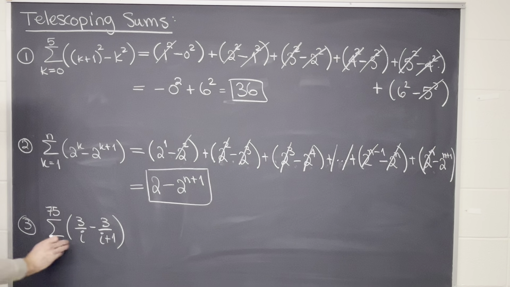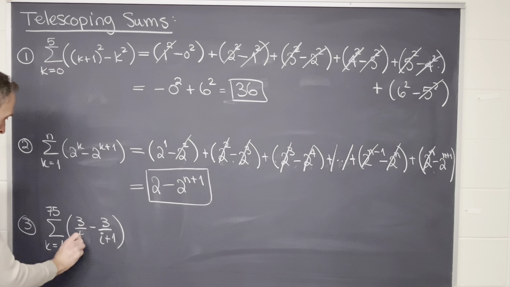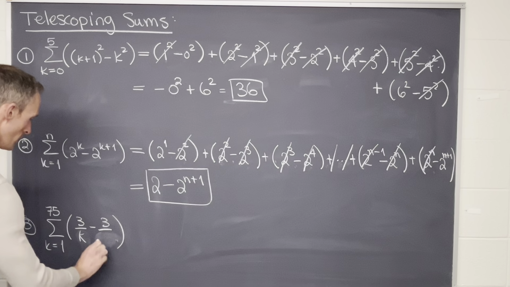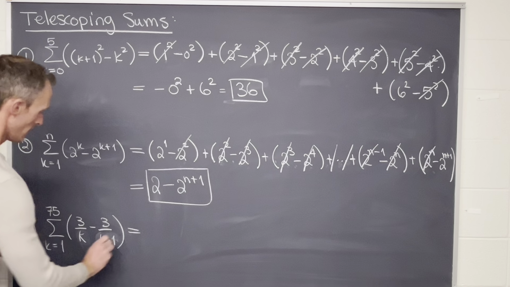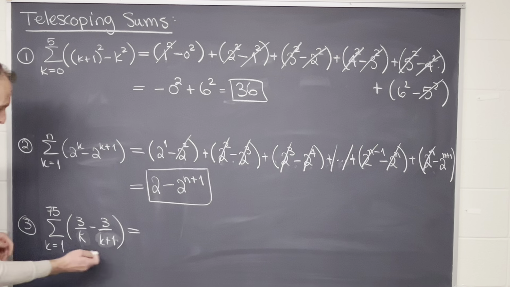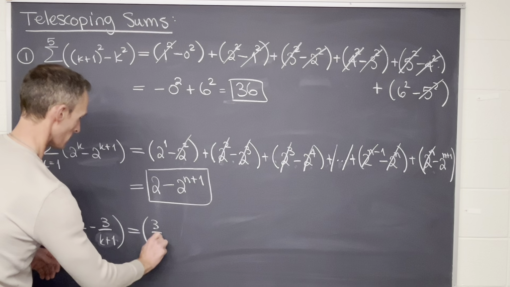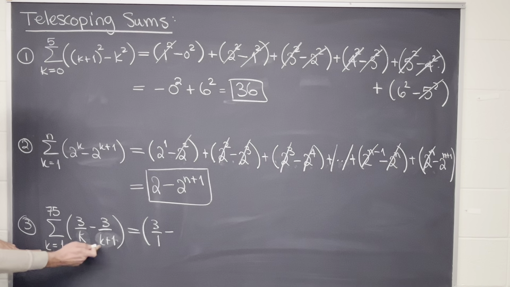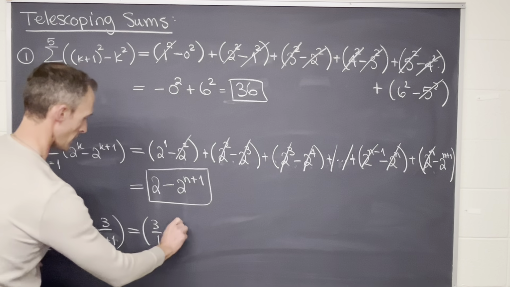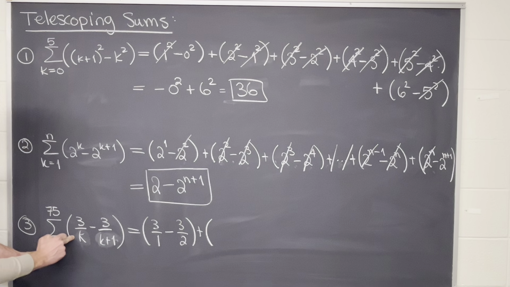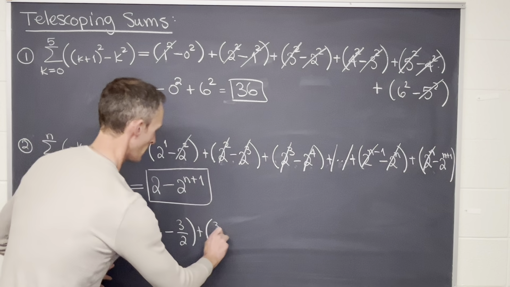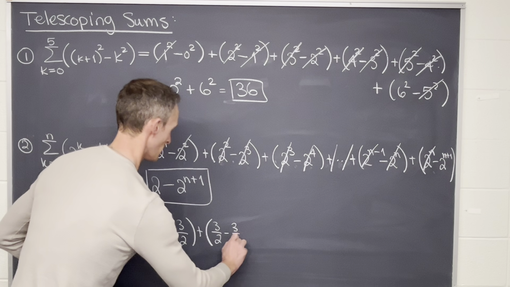Okay? Let's see how this one works. These need to be k's. So k plus 1. Okay, so k is equal to 1 to 75, 3 over k minus 3 over k plus 1. Again, start plugging in k. If k is equal to 1, I get 3 over 1 minus 3 over 2, so that's 3 halves. Okay, plus k is 2. I'm going to get 3 halves minus 3 thirds.